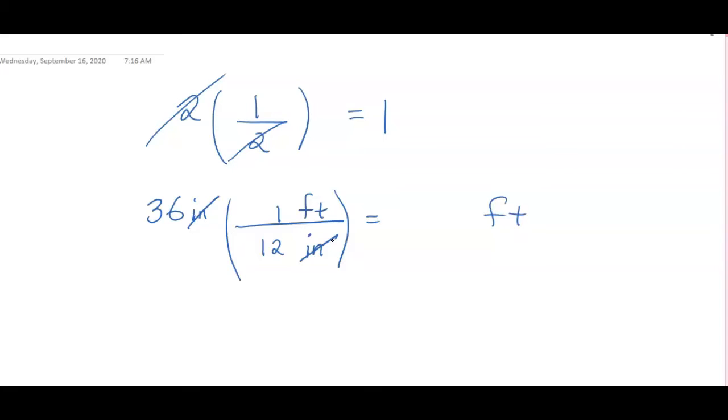So in this case, it's going to be 36 times 1/12. You guys, I wouldn't even enter that in my calculator. I would just, you know, in my head, multiply across the top. 36 times 1 is 36. And then divide by the bottom, 12. So 36 divided by 12 is 3.